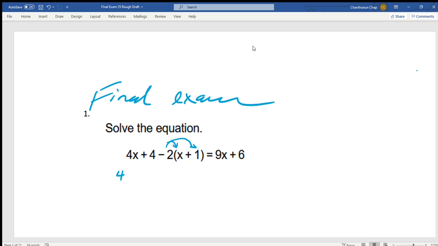We have 4x plus 4 minus 2x, and negative 2 times 1 is negative 2, and that's equal to 9x plus 6. The next step is to collect like terms. I can add 4x and negative 2x together, that's 2x. 4 and negative 2 together is a plus 2, and that's equal to 9x plus 6.